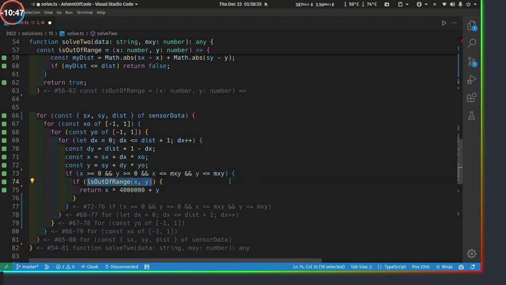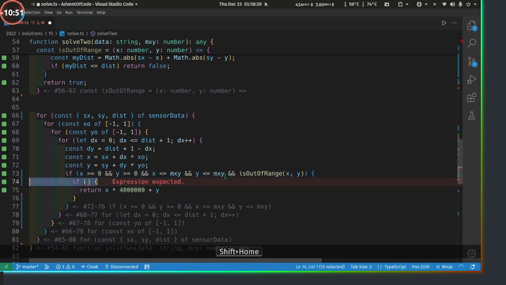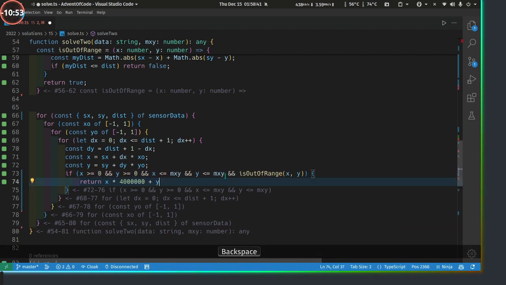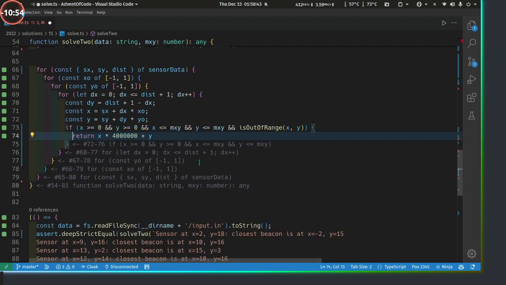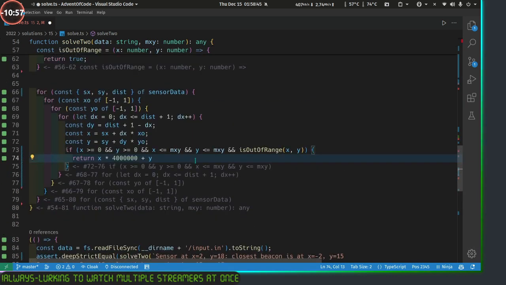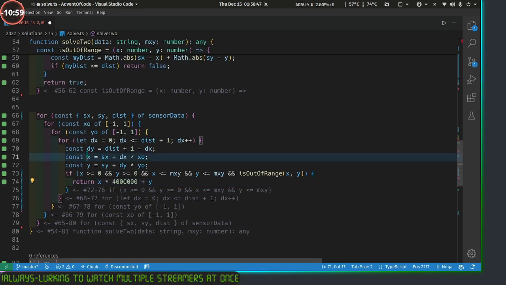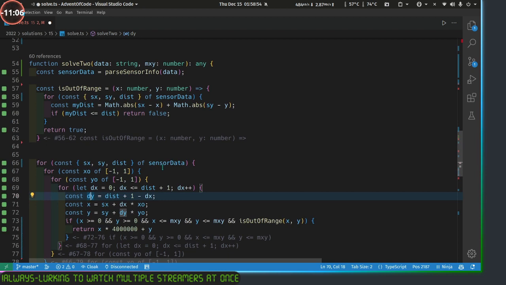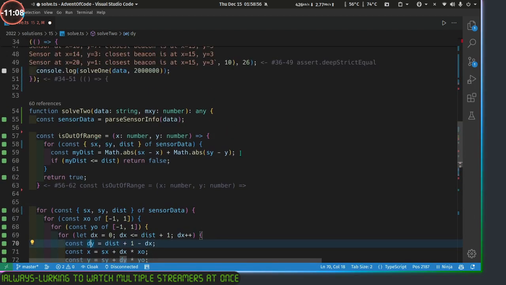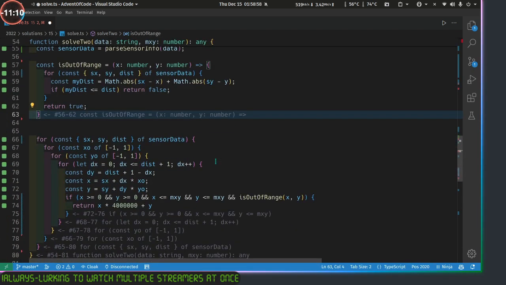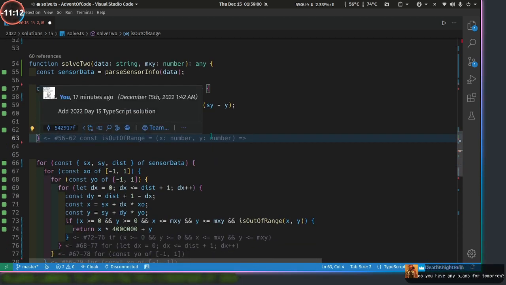We can combine this all. So if you're in range and you're out of range of everything else, congratulations, you made it. You win the prize. X, I need that, I need that. I don't need DY, though I'm gonna keep it there for my eyeballs. Okay, and we can swap this is out of range to something a little easier.